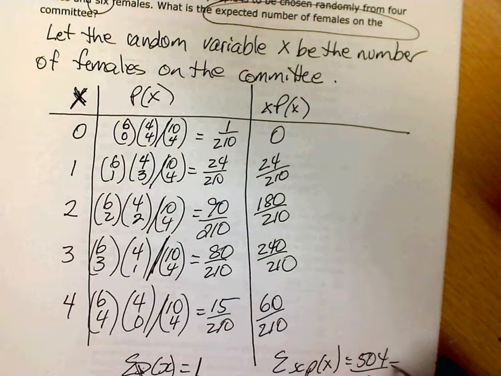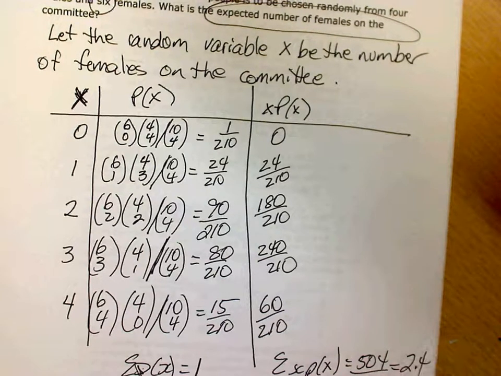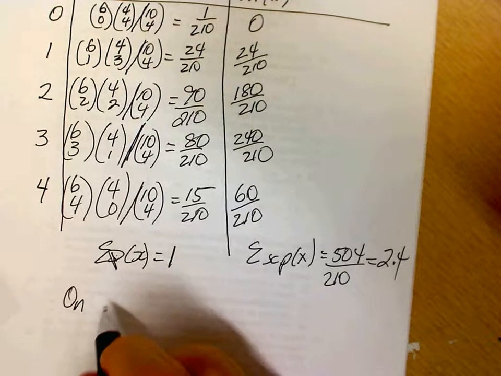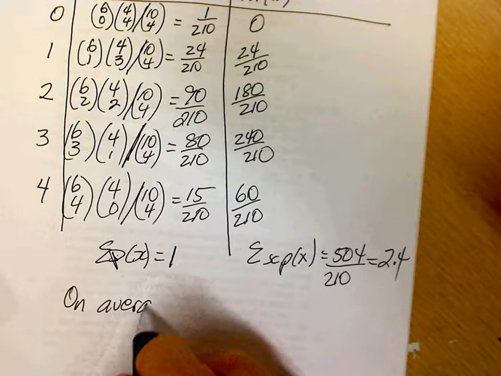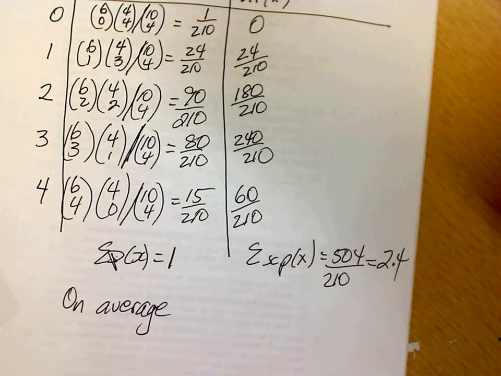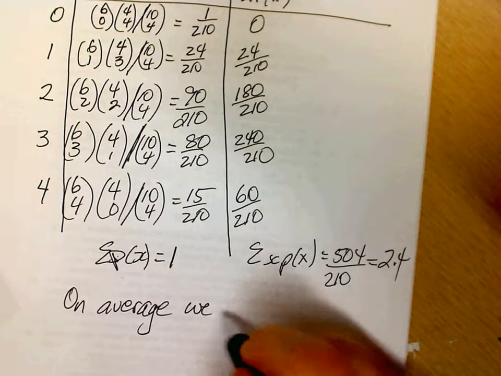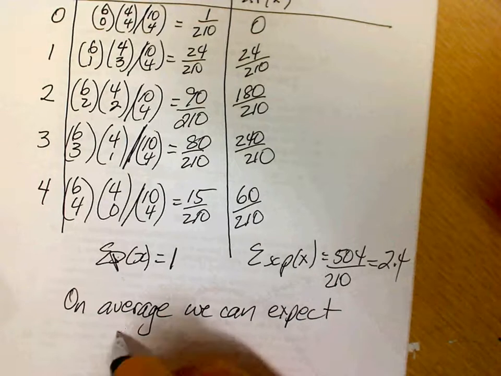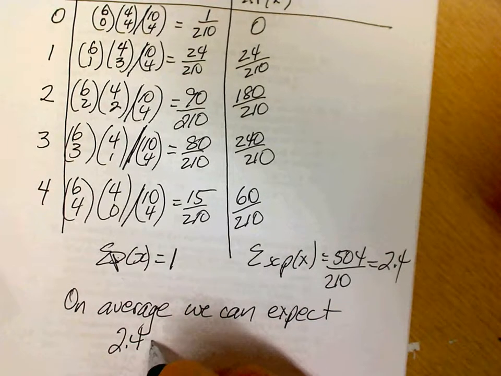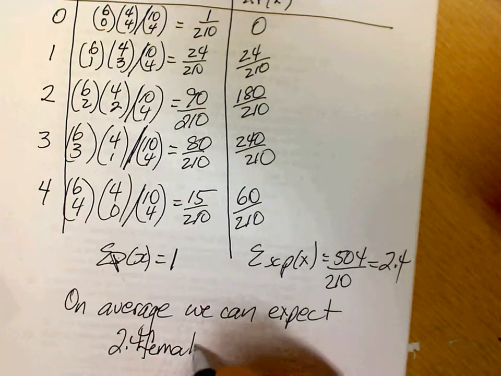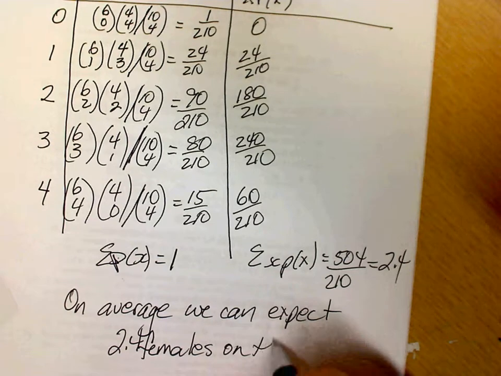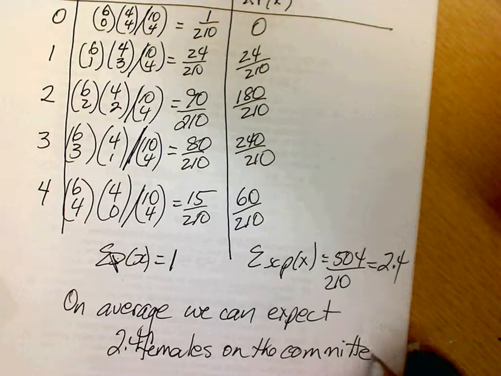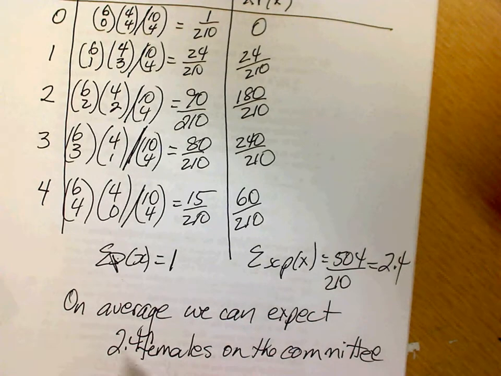Just crunching out the numbers, right? On average, we can expect 2.4 females on the committee. So there's no such thing as 2.4 females. However, this is an average value, so here it's okay.